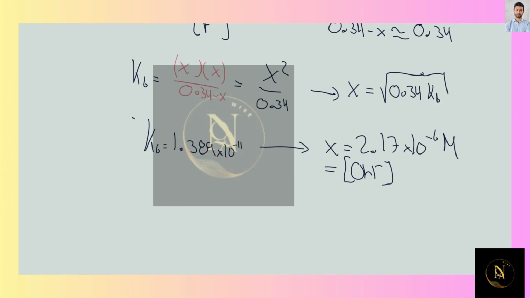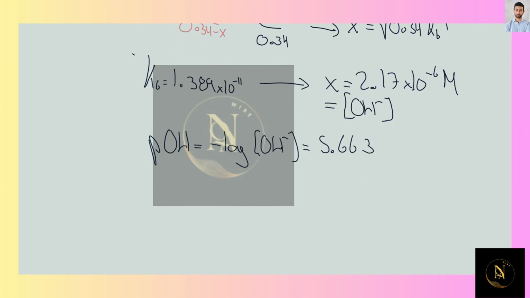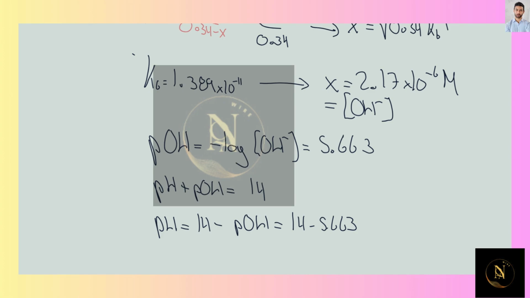So what we can go ahead and do is calculate the value for pOH, which is minus the logarithm of the concentration of OH minus, which gives us 5.663. Now, we know that pH plus pOH is equal to 14. Thus, the value for pH is going to be equal to 14 minus pOH, which is 14 minus 5.663, giving us 8.337. So this is going to be our final pH for the solution.